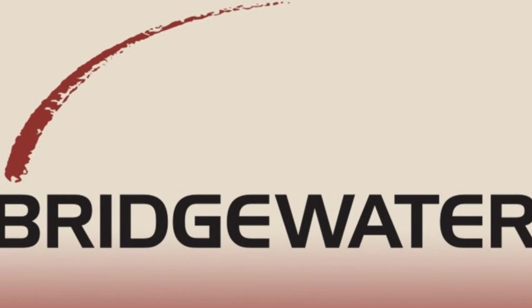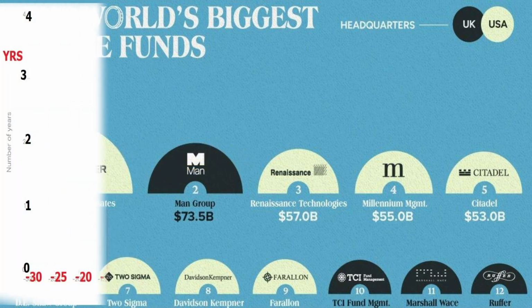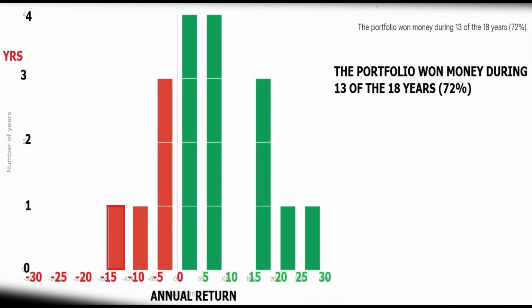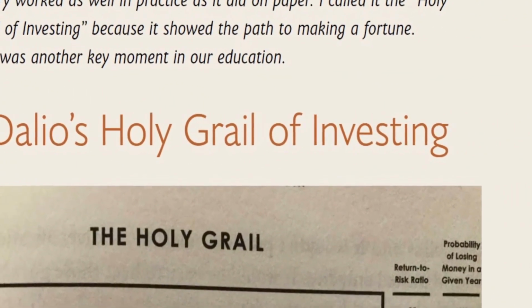Meet Ray Dalio, the mastermind behind Bridgewater Associates, the world's largest hedge fund. For 13 out of 18 years, it has dominated the financial market. So what exactly does Ray Dalio use to stay profitable? Well, he uses two powerful strategies: pure alpha and beta.